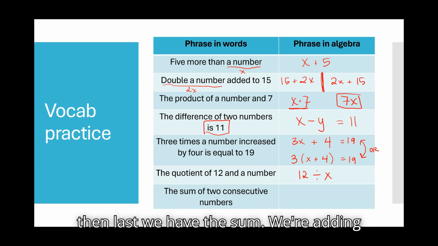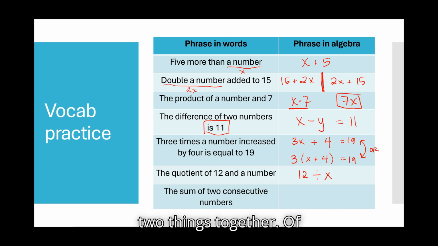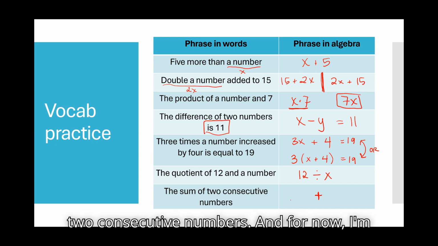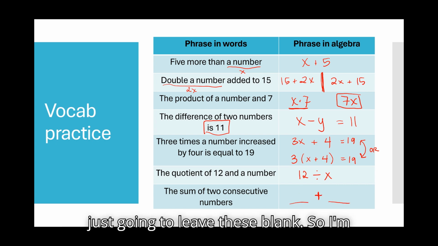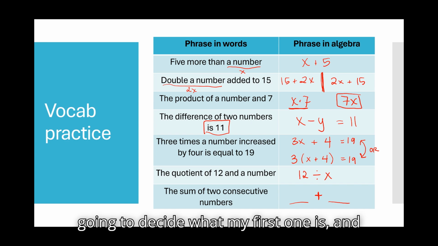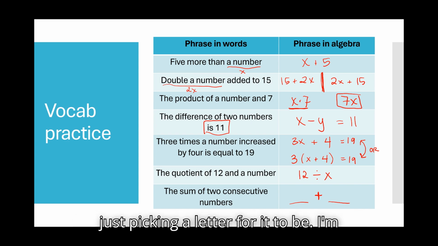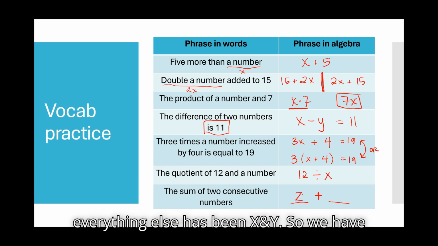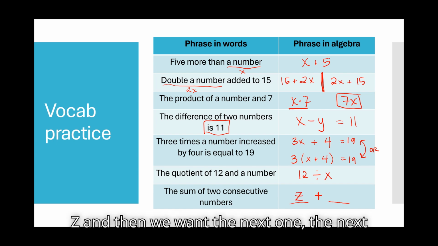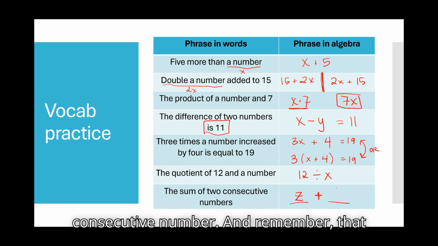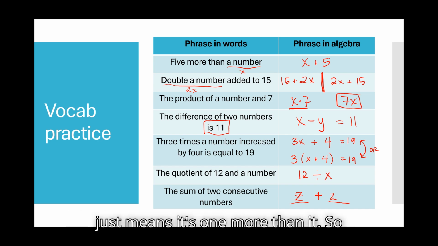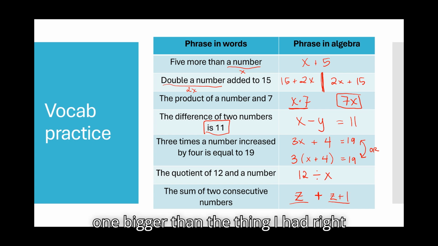And then last we have the sum, we're adding two things together, of two consecutive numbers. And for now, I'm just going to leave these blank. So I'm going to decide what my first one is. And I don't know what it is, right? So I'm just picking a letter for it to be. I'm going to say Z just to be crazy, because everything else has been X and Y. So we have Z, and then we want the next one, the next consecutive number. And remember, that just means it's one more than it. So one bigger than the thing I had right before.